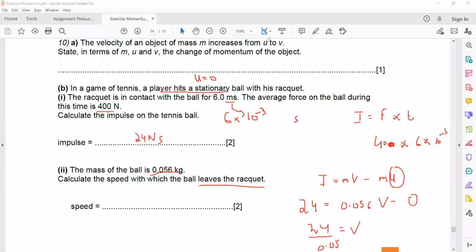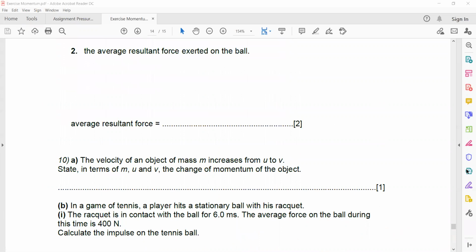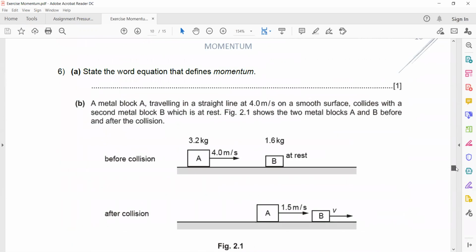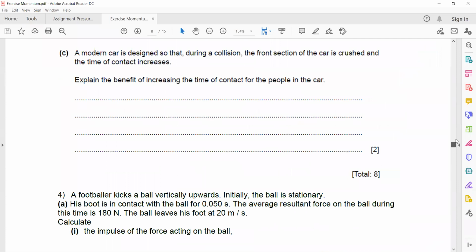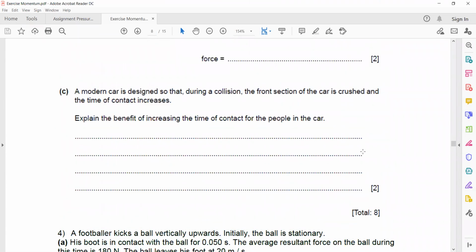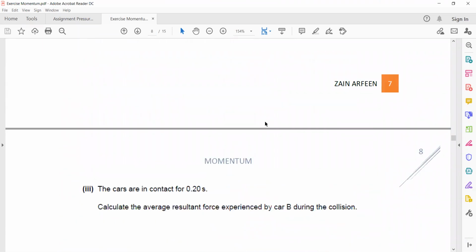Any other doubt? Question 3C. This is question 3C.